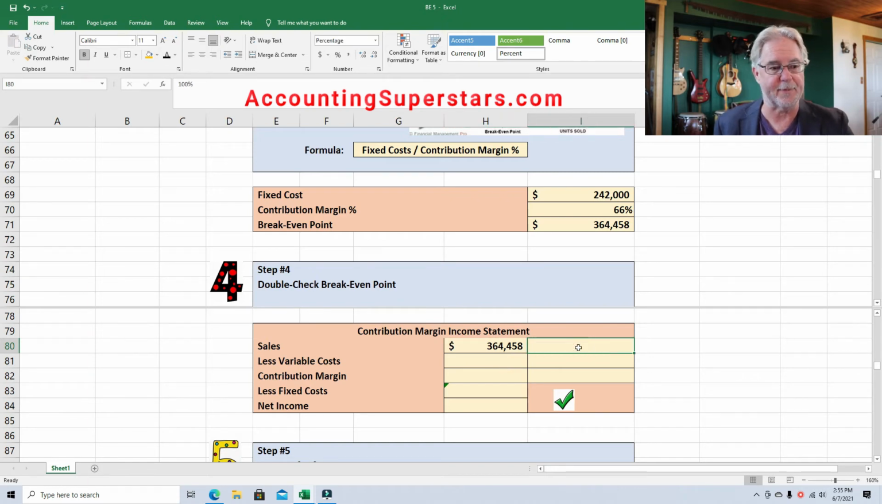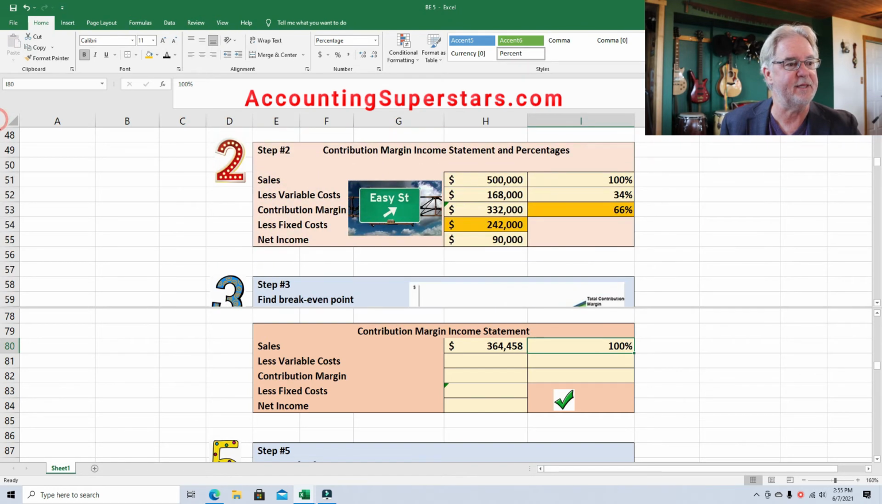And folks, sales is always 100%. Always, always. That never ever changes under any circumstances. Now the variable cost, well, we have to figure that out, but fortunately it's not hard to do. What we need is the variable cost percentage. We need that number right there, that 34%. We figured it out a little while ago. There it is, 34%. Now we can figure out our variable costs. So 364,458, that's our sales, times 34% is 122,458.